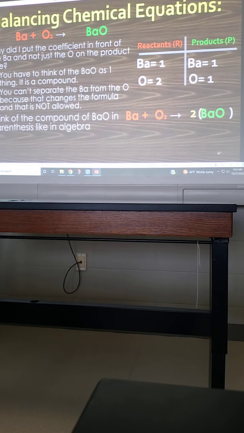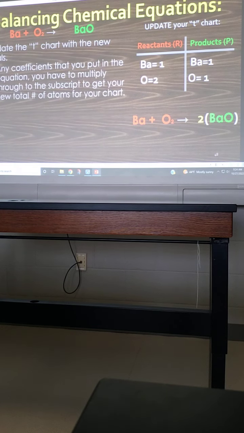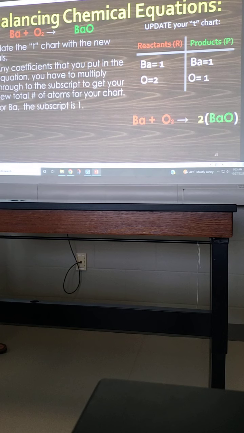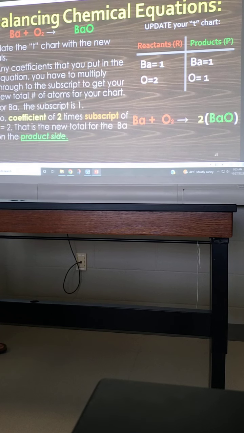If you're good without it, that's fine, but I think it helps certainly as we're just doing it here these first couple days. So now we just have to distribute. That 2 has to go to each element, so to the barium and the oxygen. So we need to update our chart. So with this new updated equation, we have to distribute that 2 to each element. So the barium subscript and the oxygen subscript are both 1. So that 2 coefficient has to be multiplied by the subscript of 1 to make 2.